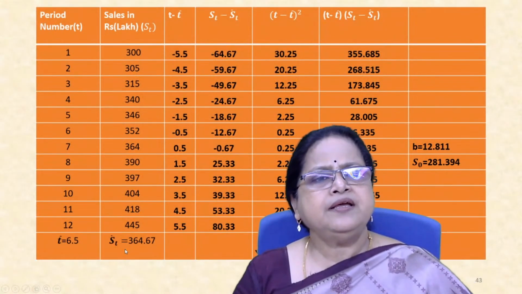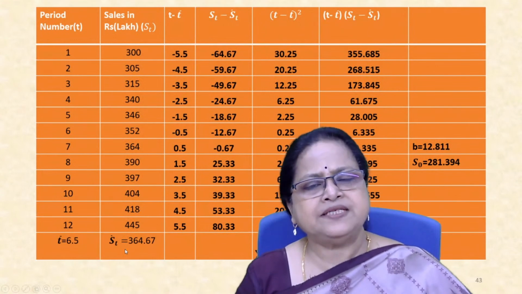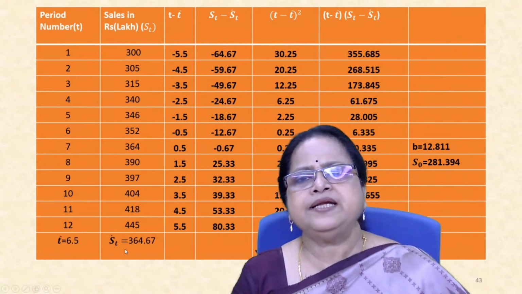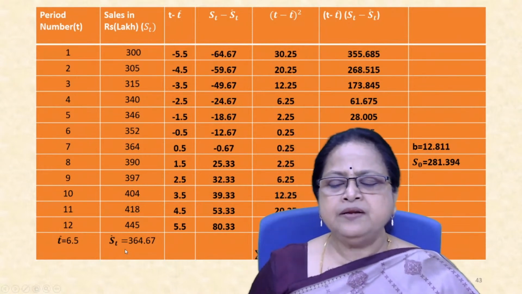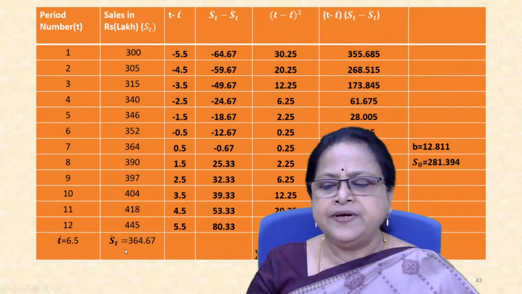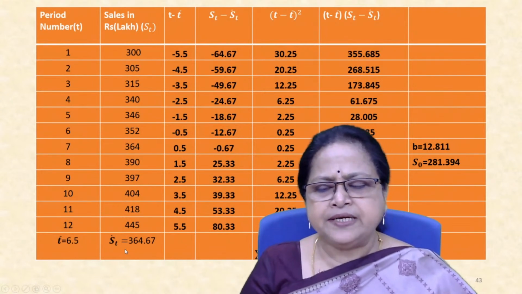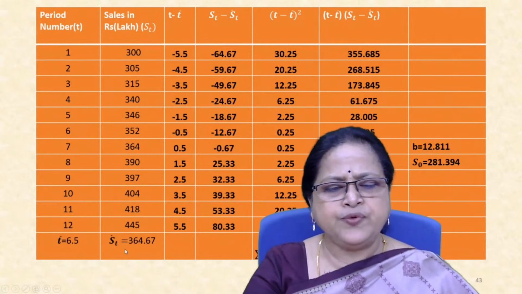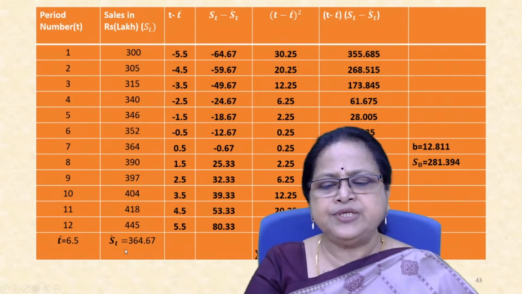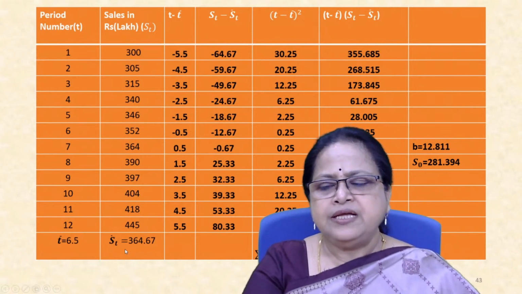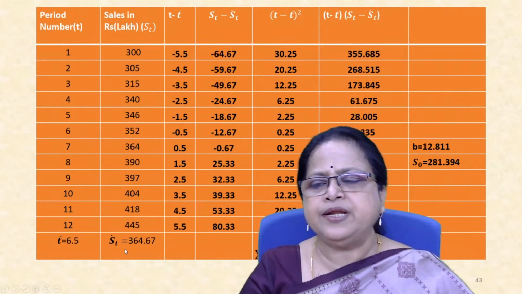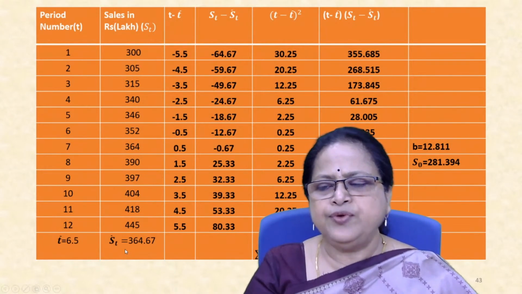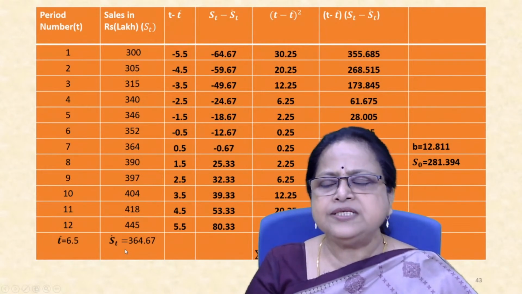Now here, you can go through the same method: T minus T bar, St minus St bar, T minus T bar square, T minus T bar into St minus St bar. Then below, at the end of the table, look at the figure. I have calculated it, and it has come to 1832. Then you can do this, 1832 divided by 1143. That will give you the value of B, that is 12.811. And S0 you can find using the earlier formula. That is 281.390.